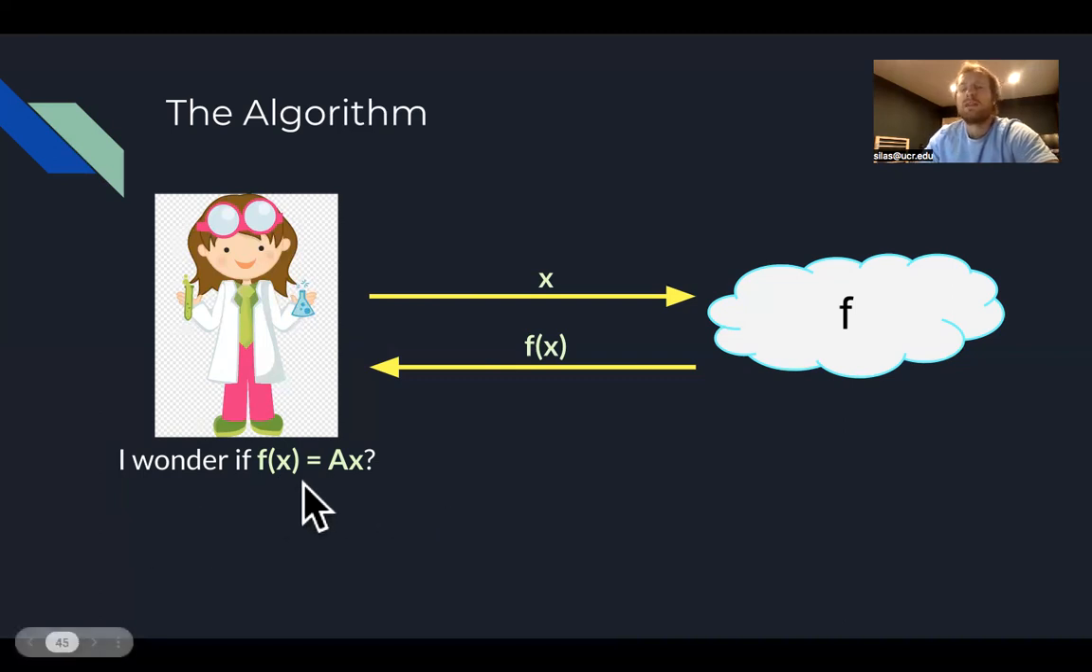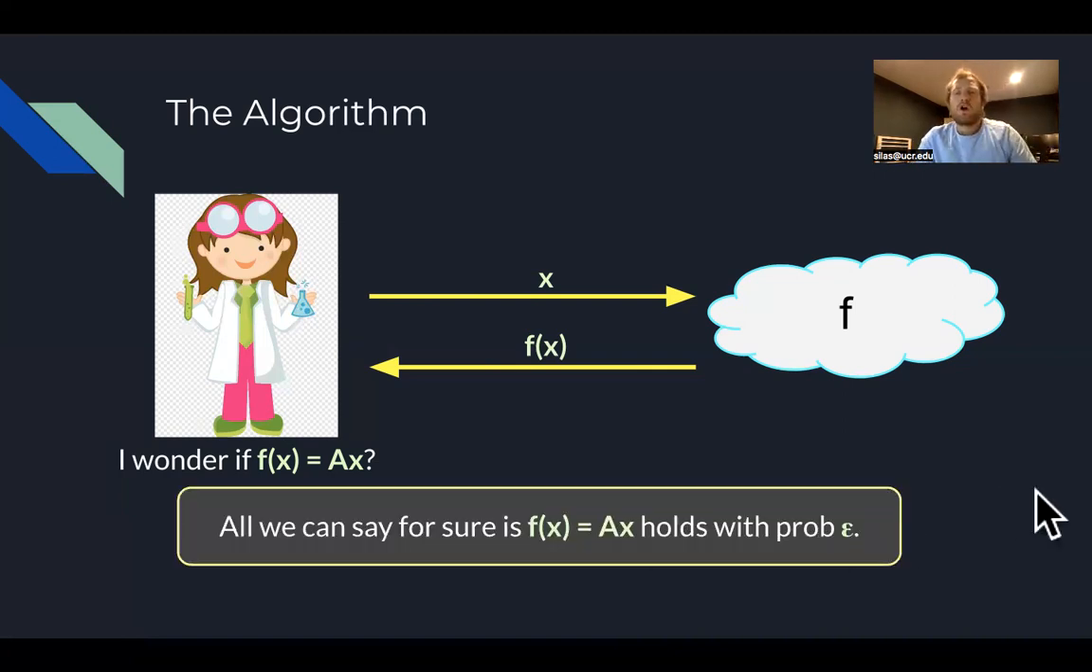So if we feed the oracle an x and we get an f of x back, how can we tell whether it equals A of x or not? All we can say for sure at the beginning is that f of x equals A of x holds with some probability, but we don't have a better idea than that. Okay, so let's try to answer this question.